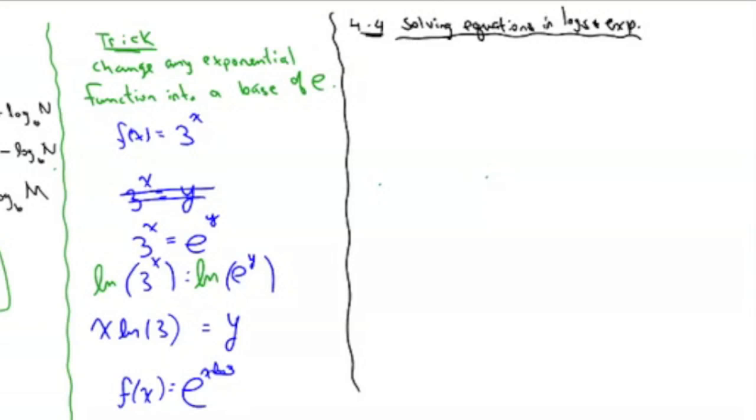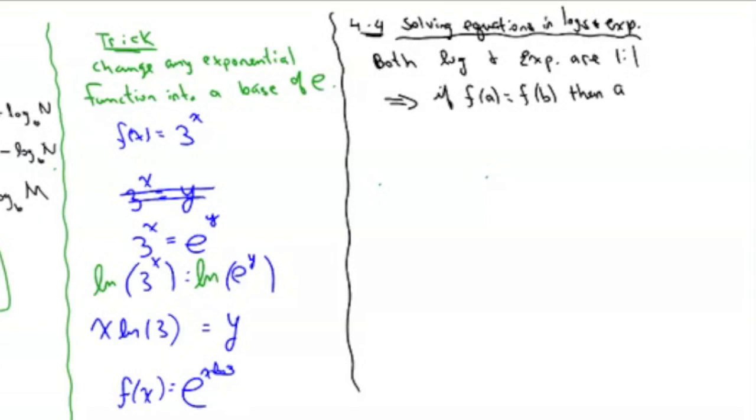Both log and exponentials are 1 to 1 because they're inverses of one another, therefore they must be 1 to 1. Or you can go back to their graph and perform the horizontal line test. If you look back at these graphs, a horizontal line is only going to hit them once no matter what. And the special property of 1 to 1 functions is this: if f of a is equal to f of b, then it must be true that a is the same as b.